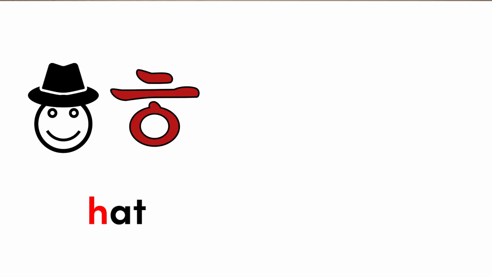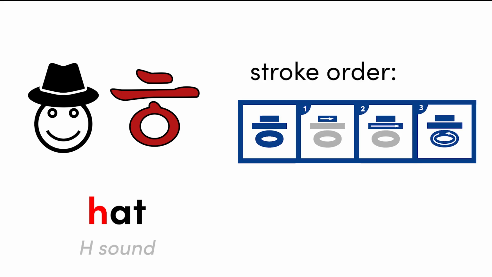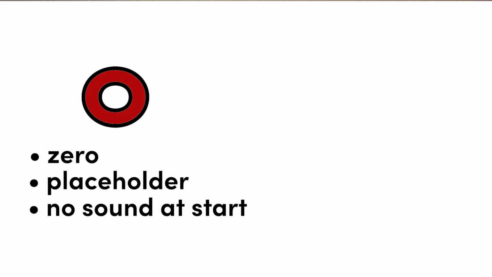This looks like a person wearing a hat. It makes the H sound like in hat. This is a circle like a zero. It functions similar to a placeholder. When it's at the beginning of a syllable, it's silent. And when it's at the end, it makes the NG sound like in ring.